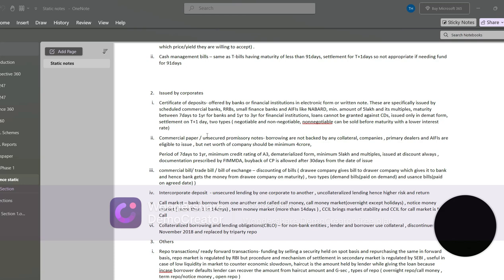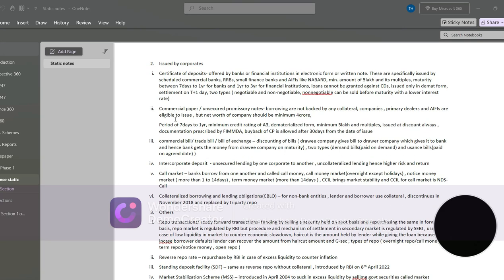And these can be of two types, negotiable and non-negotiable. Non-negotiable can be sold before maturity with a lower interest rate. Okay, now that is all.